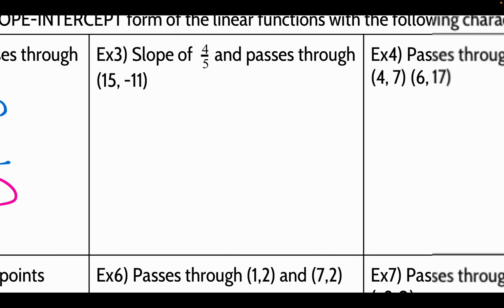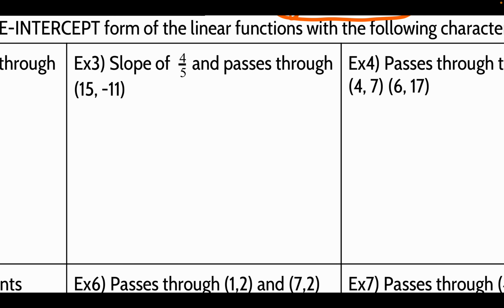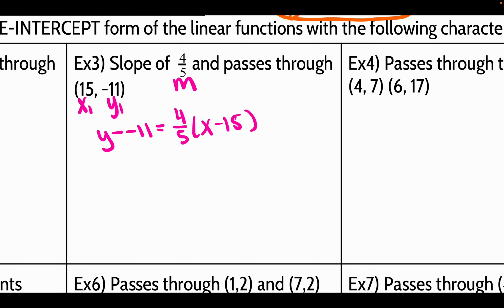Okay, example number 3. Slope of 4/5, and it passes through (15, -11). So 4/5 is m, 15 is x1, and -11 is y1. So we have y minus -11 equal to 4/5 times x minus 15. That double negative turns into a positive. So we have y plus 11. Now we just distribute. So that's equal to 4/5 x.